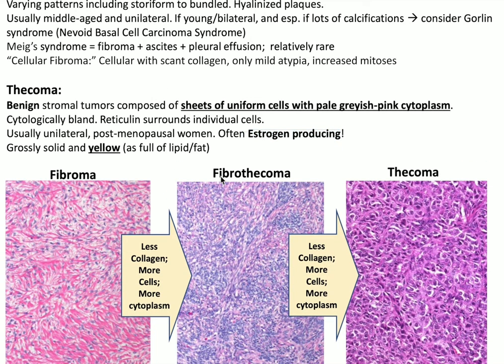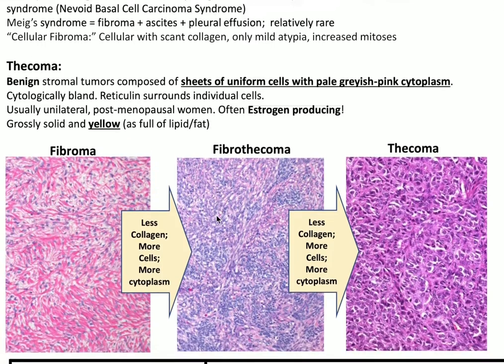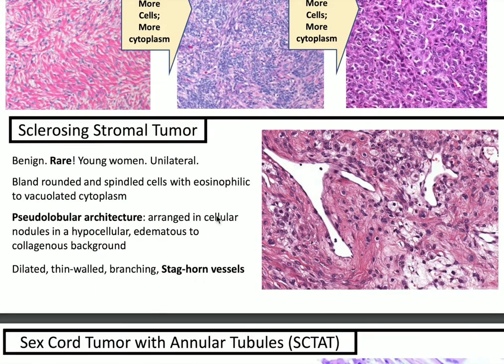Fibroma, fibrothecoma, and thecoma are like a spectrum. Your fibroma, where you'll have fewer cells and most collagen. Thecoma, you'll have the most cells and least collagen. And in between, you have your fibrothecoma. Sclerosing stromal tumor. This is benign. It's rare, usually in young women, and unilateral.